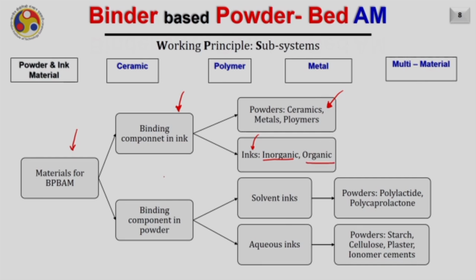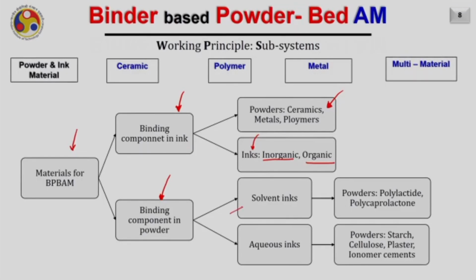Another possibility is that the binding component is in the powder. That means your ink is not really carrying any binding material, but the binding properties or binding material is available within the powder particle itself. In that case, the ink can be of two types, and of course, based on the ink there will be an appropriate powder material corresponding to that.